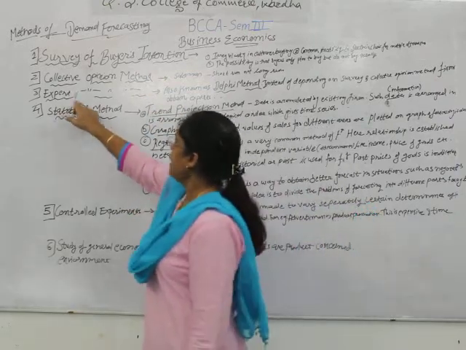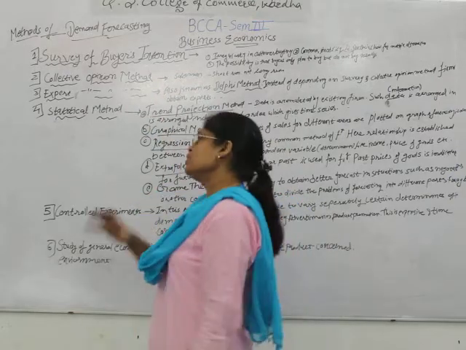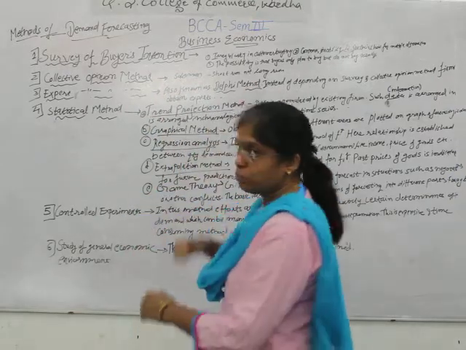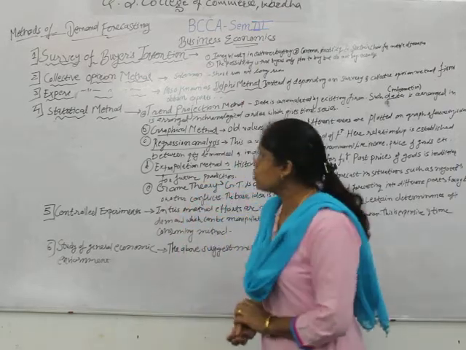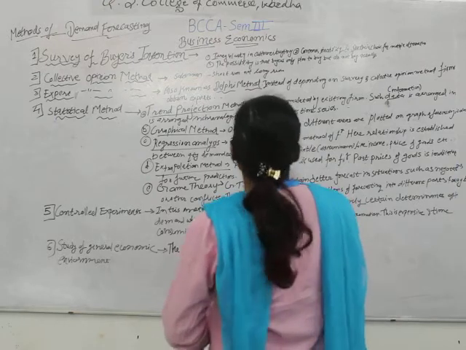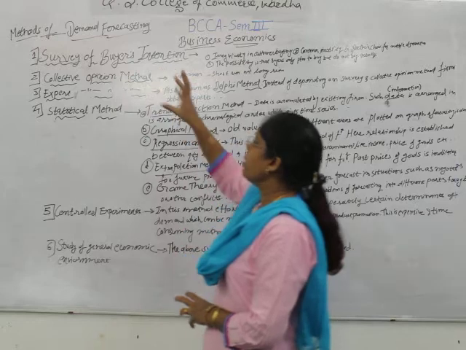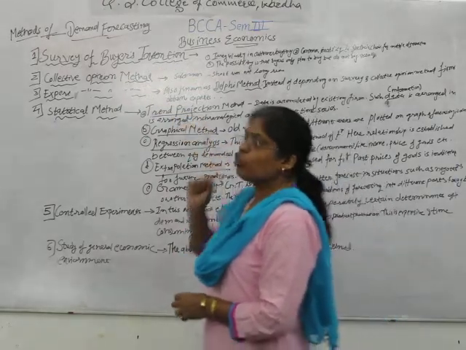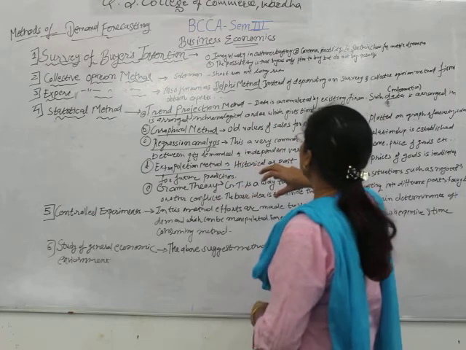Then the third is the expert opinion method. Expert opinion method is also known as the Delphi method. In this method, instead of adopting a survey of buyers' intention and the collective opinion method, what does the firm owner do?